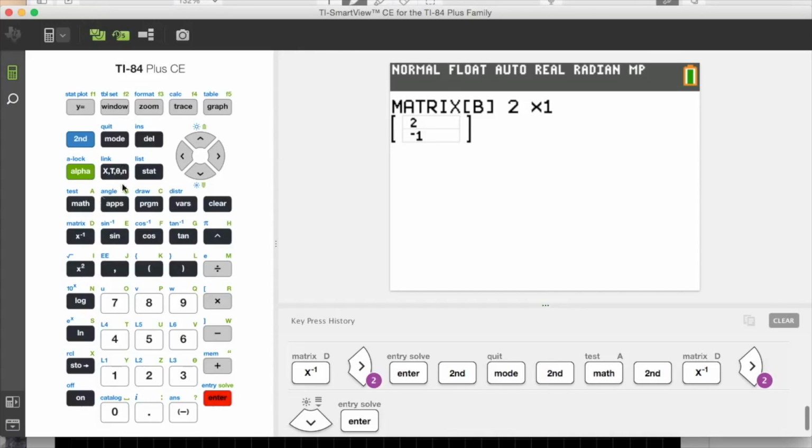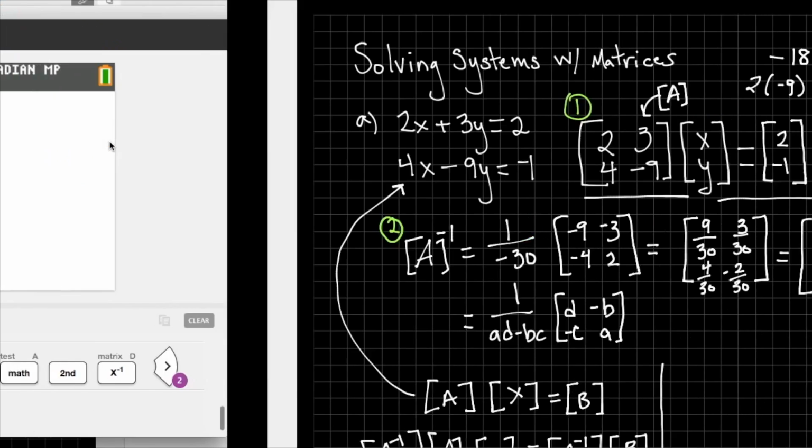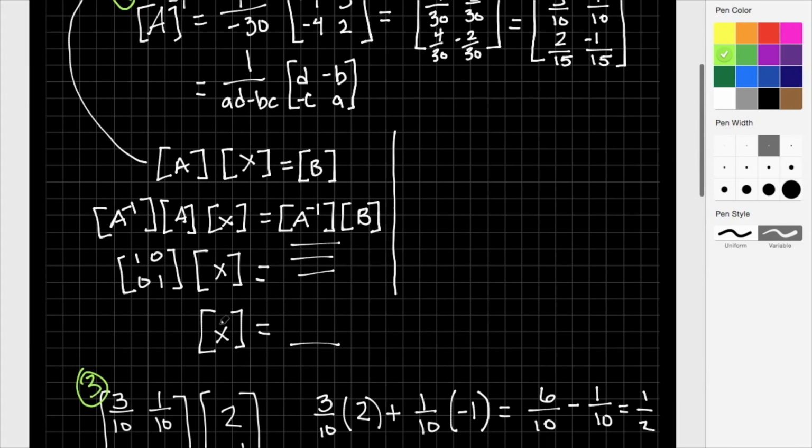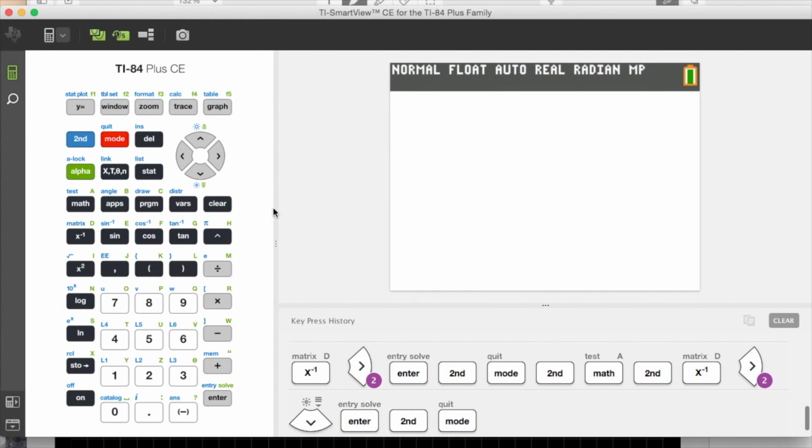Right? We're going to go back, and we will quit out of this. Now, if you remember, the operation that we did to solve this was A inverse times B. And it could be any letter, but it's that inverse of this matrix times the matrix on the other side, which in this case would be your matrix for your constant values. So we're going to go ahead and do that.